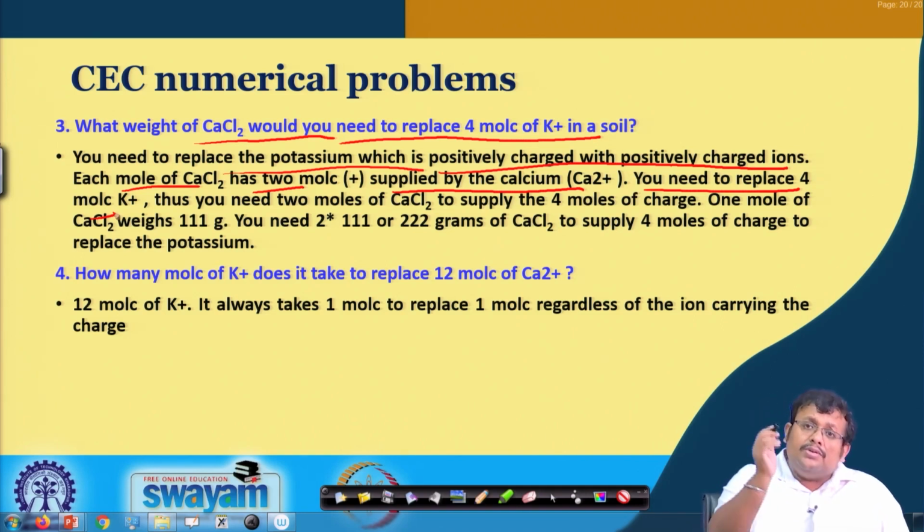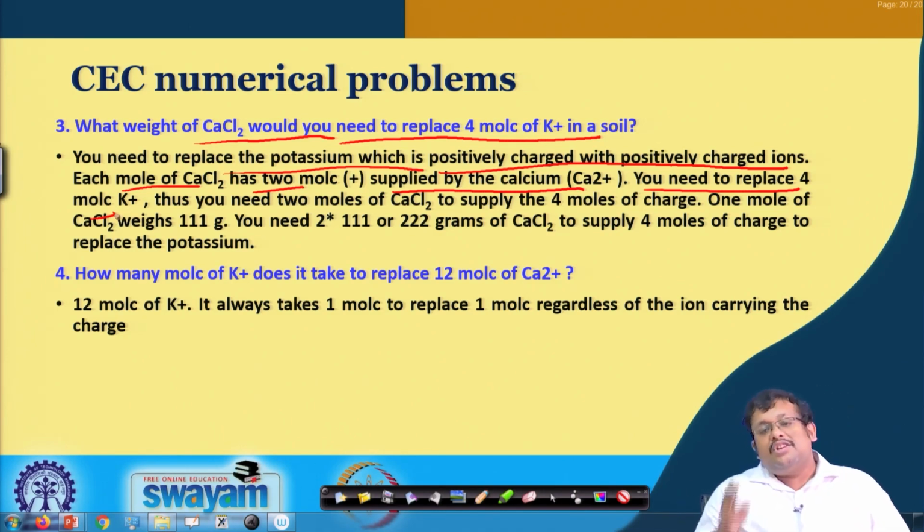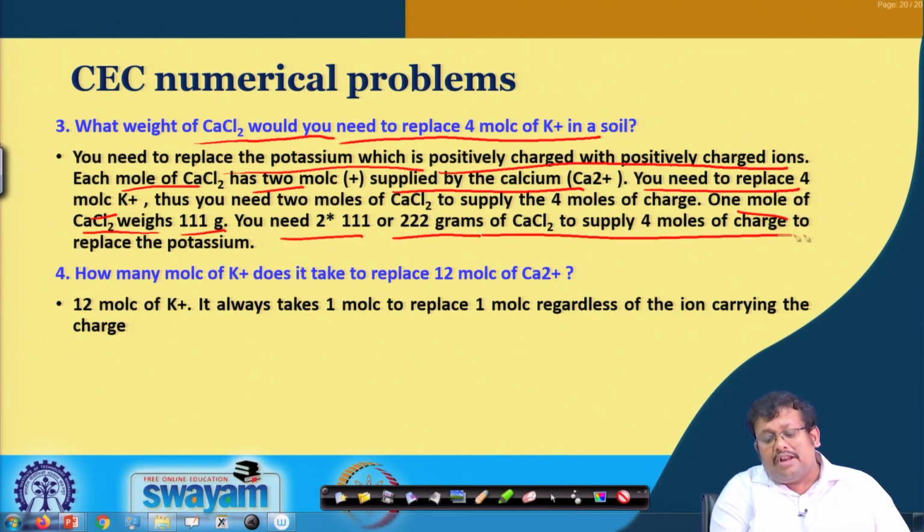So, to supply 4 molar charge of calcium, we need 2 moles of calcium chloride, because 1 mole of calcium chloride gives you 2 molar charge of calcium. So, to get 4 molar charge of calcium, you need 2 moles of calcium chloride. 1 mole of calcium chloride weighs 111 grams. So, 2 into 111, that is 222 grams of calcium chloride will be needed to supply 4 molar charge to replace the potassium. It is very simple.